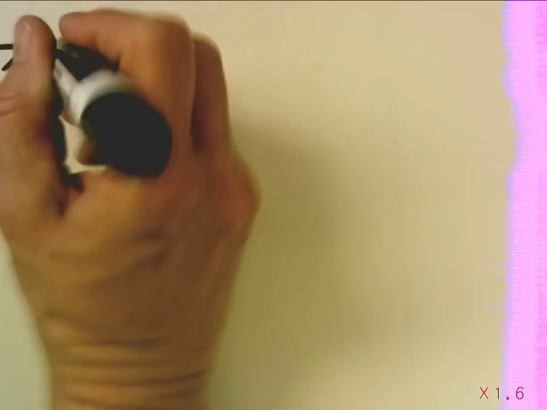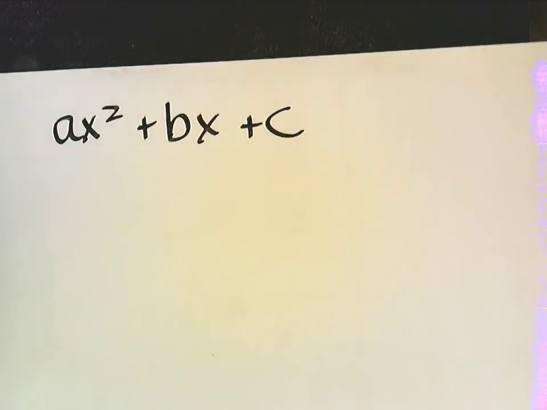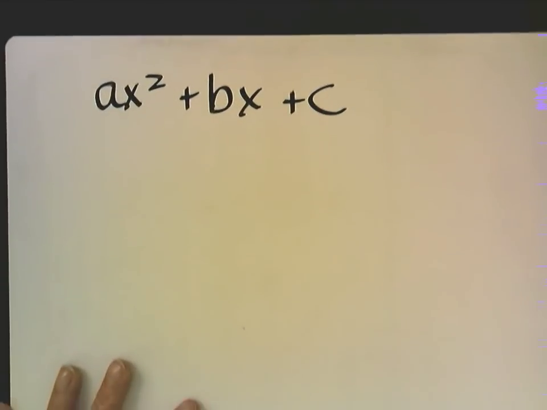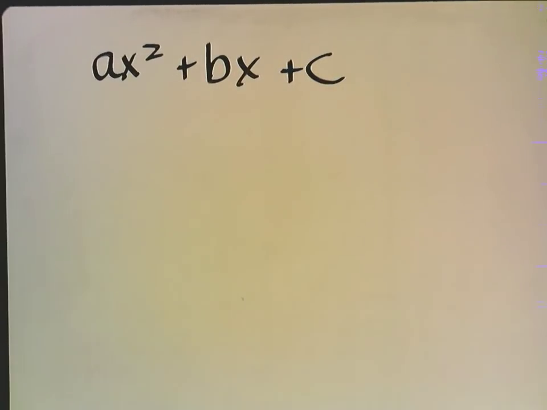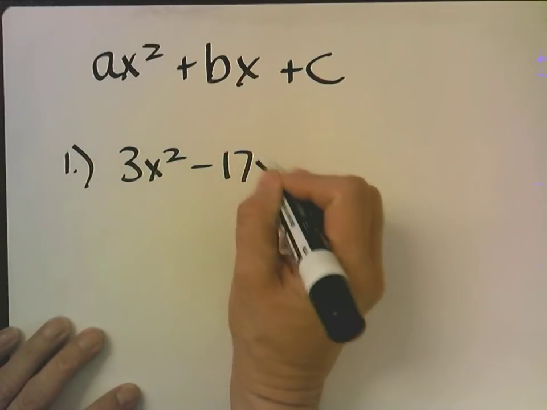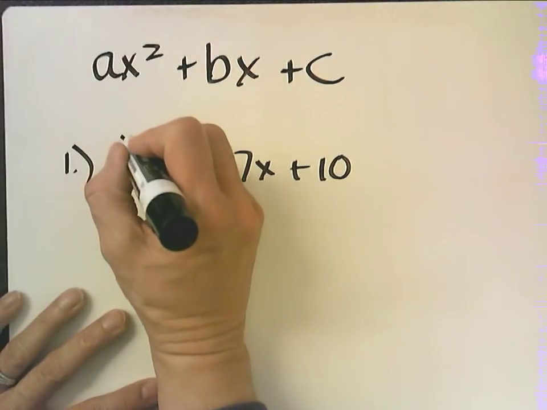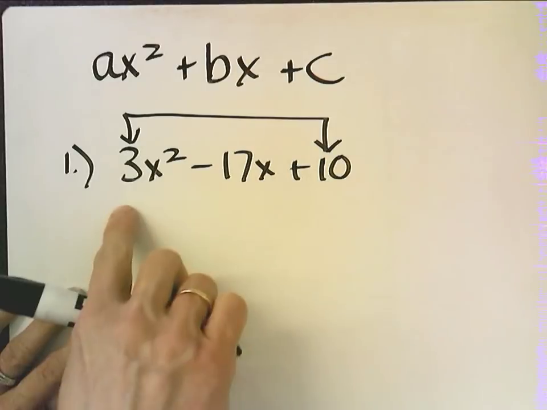Okay, now on page 36B, we're going to go over factoring a quadratic trinomial that is in the form of ax squared plus bx plus c, where a is greater than 1. Okay? So, the first one we're going to look at is 3x squared minus 17x plus 10. Now, the only difference is, before when we were doing this using the AC method, a was always 1.